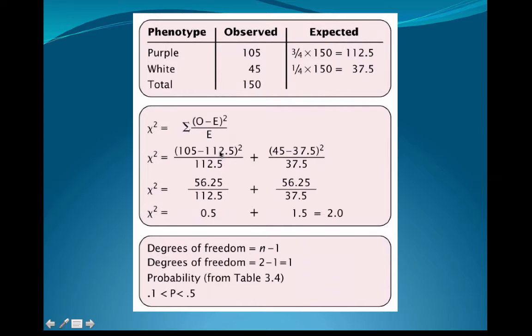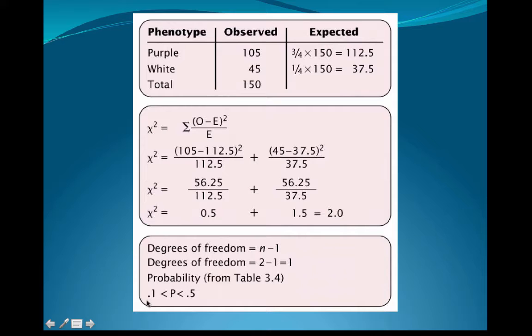If you take that difference, square it, then divide it by 112, you get 0.5, and you run through the same process for the white flowers. We observed 45 flowers, but we expected 37.5. Run through the math, and you get a chi-square value of 1.5 for the white flowers. Then you just total the chi-square values for the purple flowers and the white flowers, and that gives us a total of 2.0.